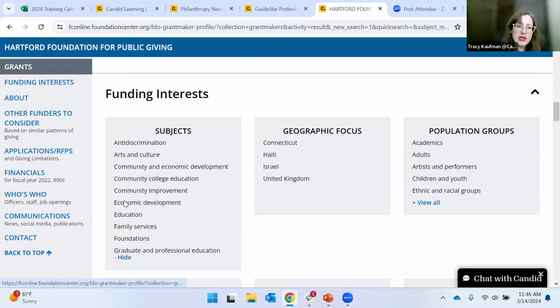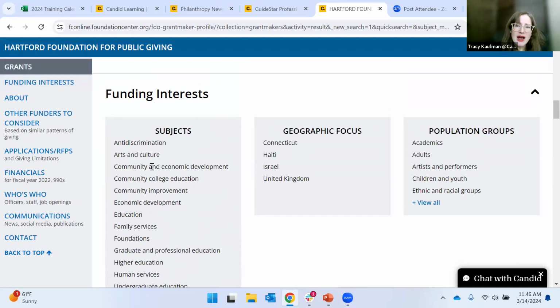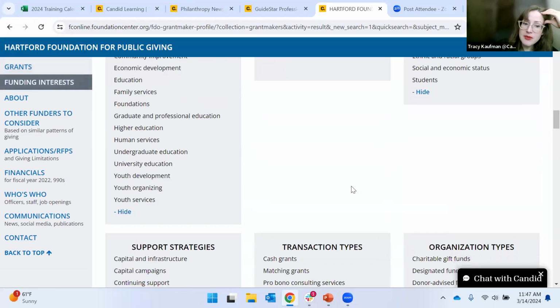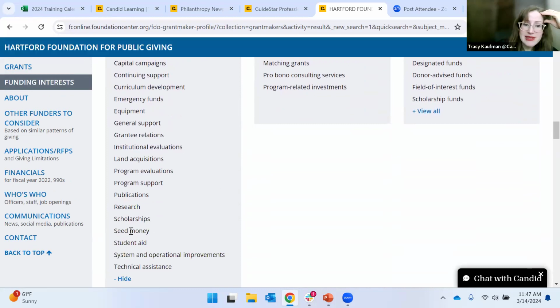You can get a full list of all the different subject areas that they support. We're looking at a community foundation, which usually gives more broadly than a private foundation typically will. But sometimes it'll be a long list and sometimes it'll be short. Population groups that they like to give towards a lot. There's support strategies like, hey, general operating support, nice. Hey, seed money for new nonprofits, also nice.